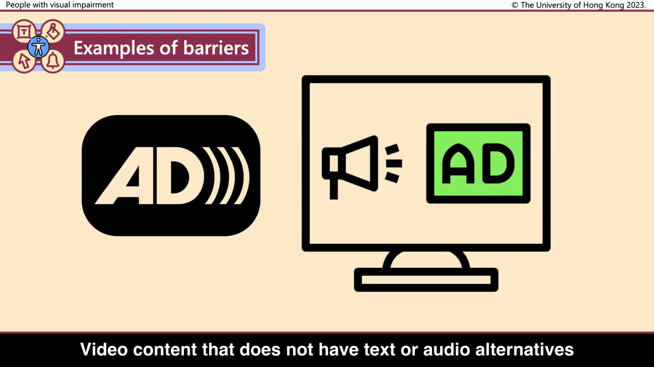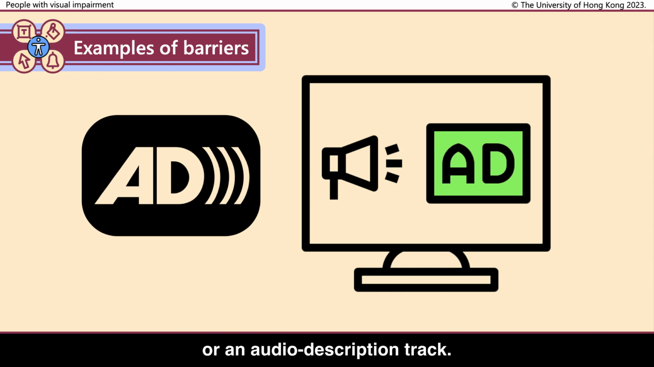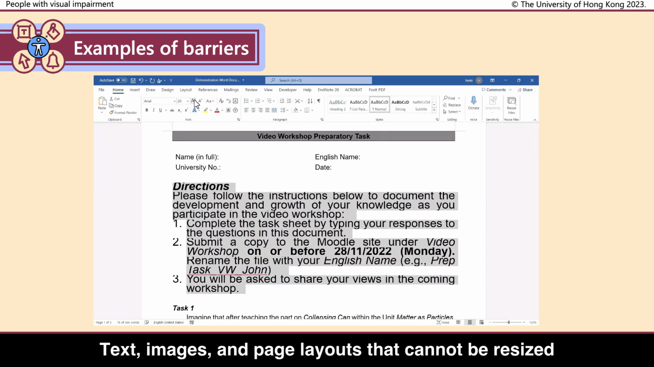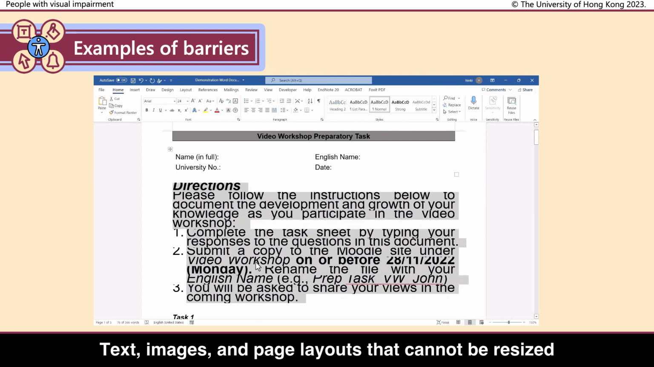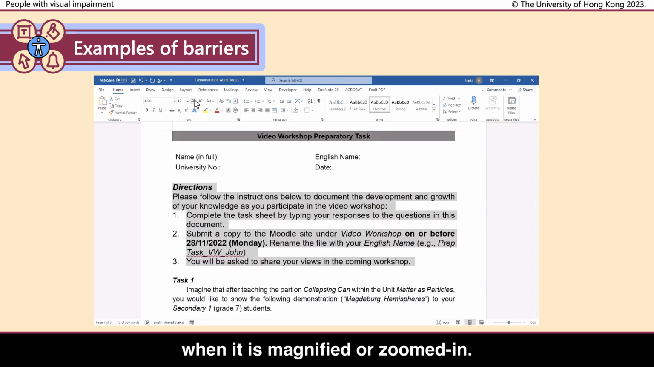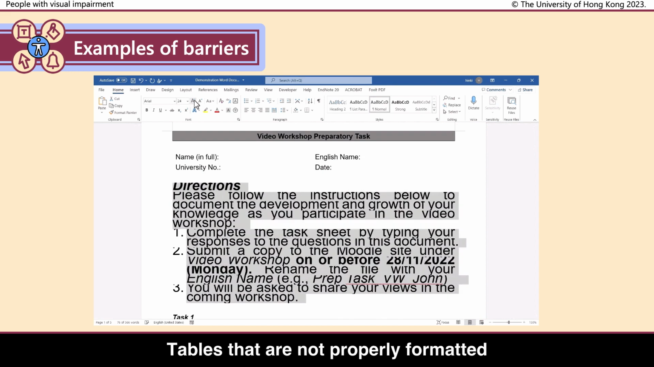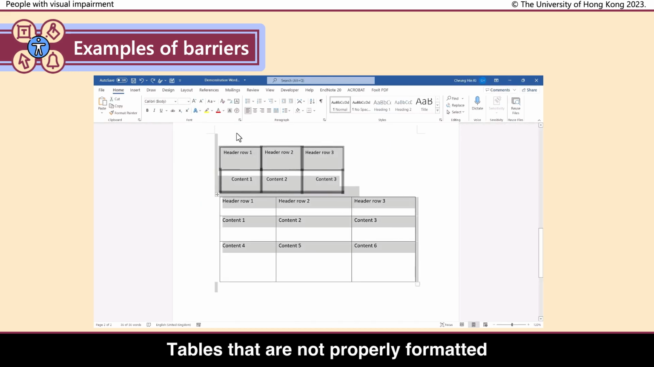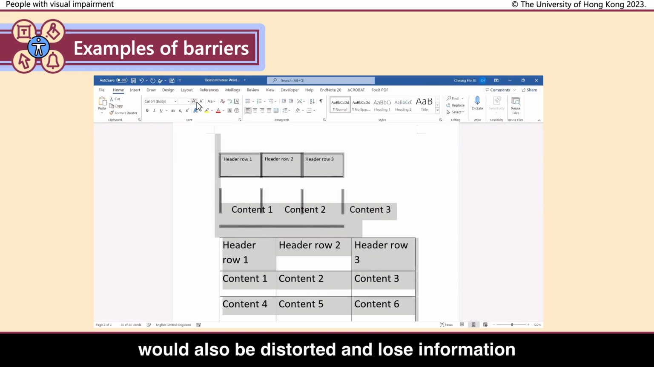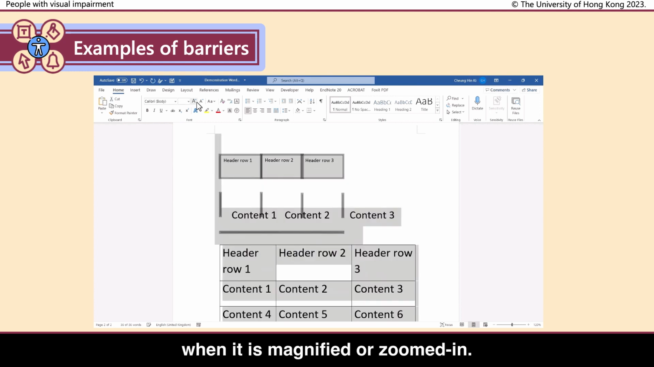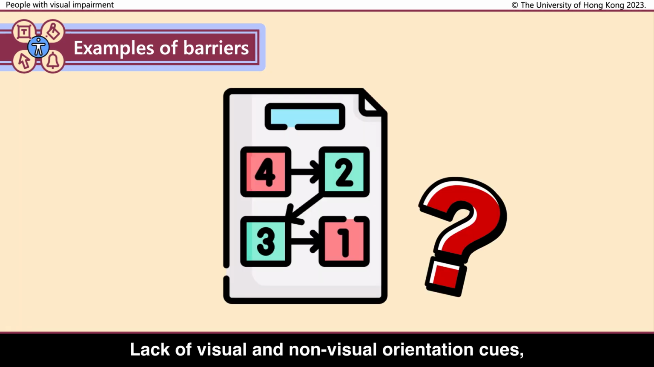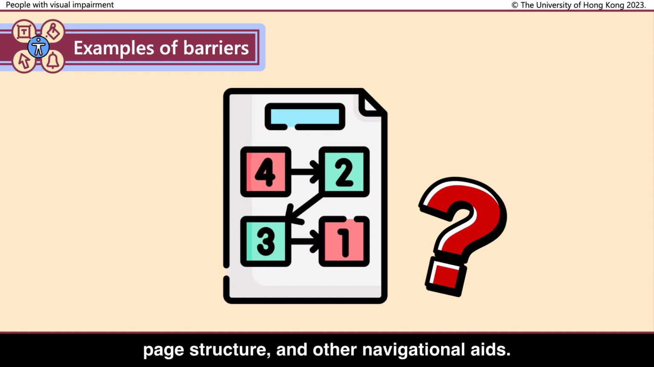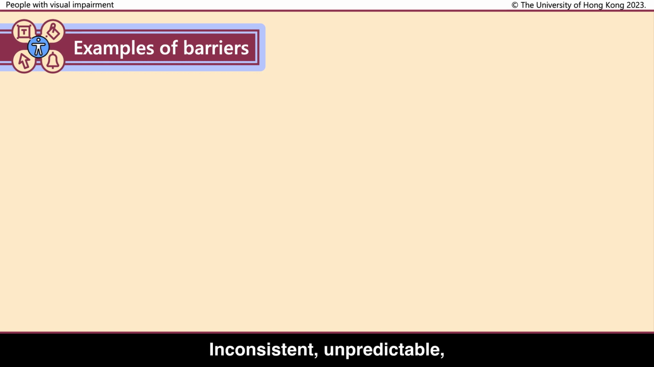Video content that does not have text or audio alternatives, or an audio description track. Text, images, and page layouts that cannot be resized, or that lose information when magnified or zoomed in. Tables that are not properly formatted would also be distorted and lose information when magnified or zoomed in. Lack of visual and non-visual orientation cues, page structure, and other navigational aids.